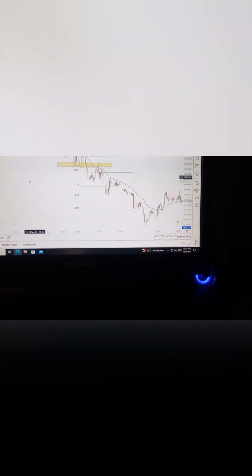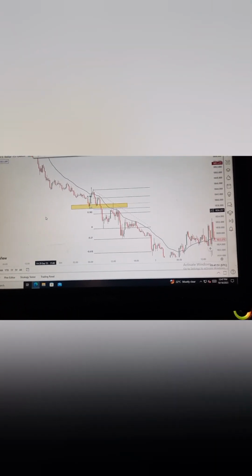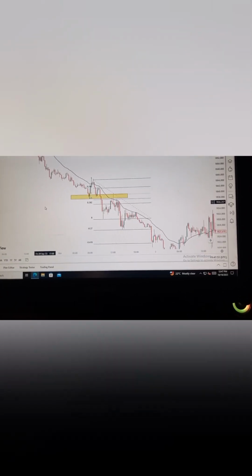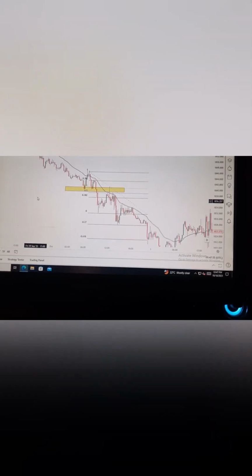Yeah, here we have it. Here's the 15 minute. You can utilize it for sniper entries to get a nice early entry and position yourself nicely in the market.